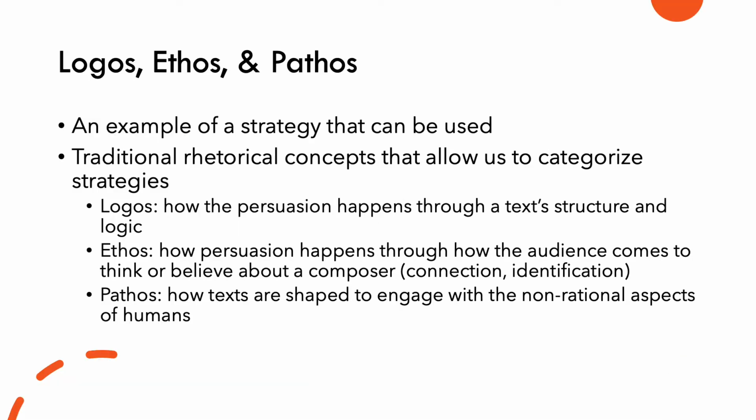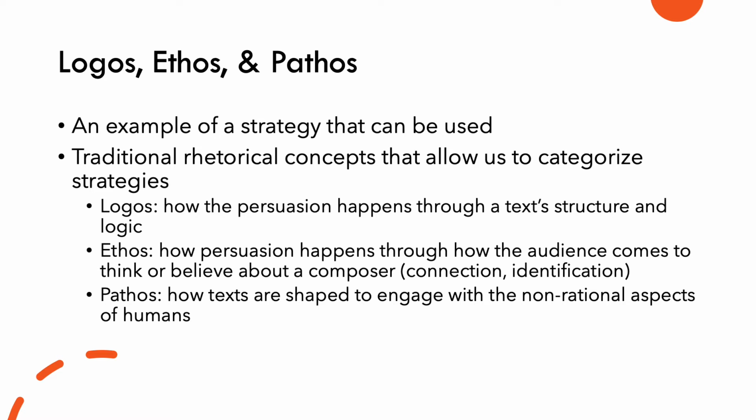Another strategy that you can possibly use is logos, ethos, and pathos. So you can use each one of these things separately, and I'll go through what each one of them is in more detail. But logos, ethos, and pathos is an example of a strategy that you can use. Traditional rhetorical concepts that allow us to categorize strategies. So if you choose to use logos, you're thinking about how the persuasion happens through a text structure and logic. So again, going back to possibly using facts and statistics to help persuade your audience.